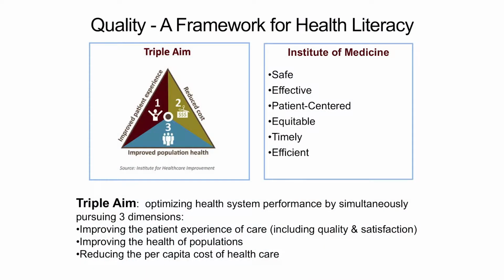And again, it tethers it into that triple aim of how quality is related to the patient experience, improving the health of the population, and reducing healthcare costs, and maps that also with those 6 elements of quality that are described by the Institute of Medicine. Okay, so that's the background.